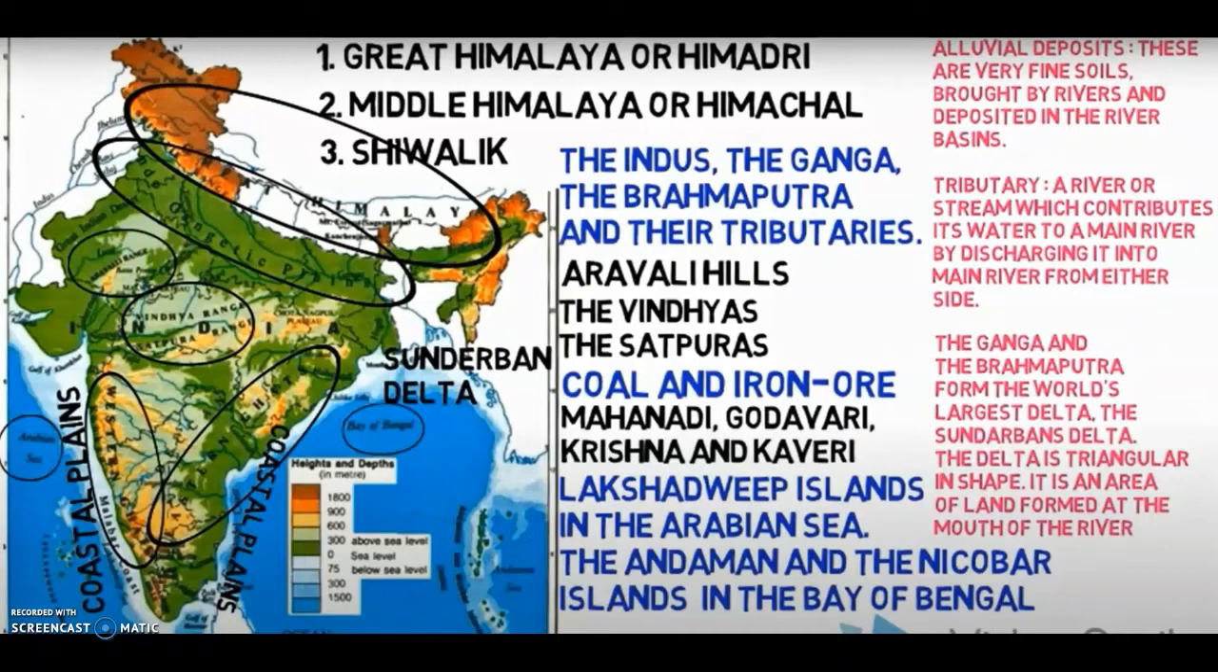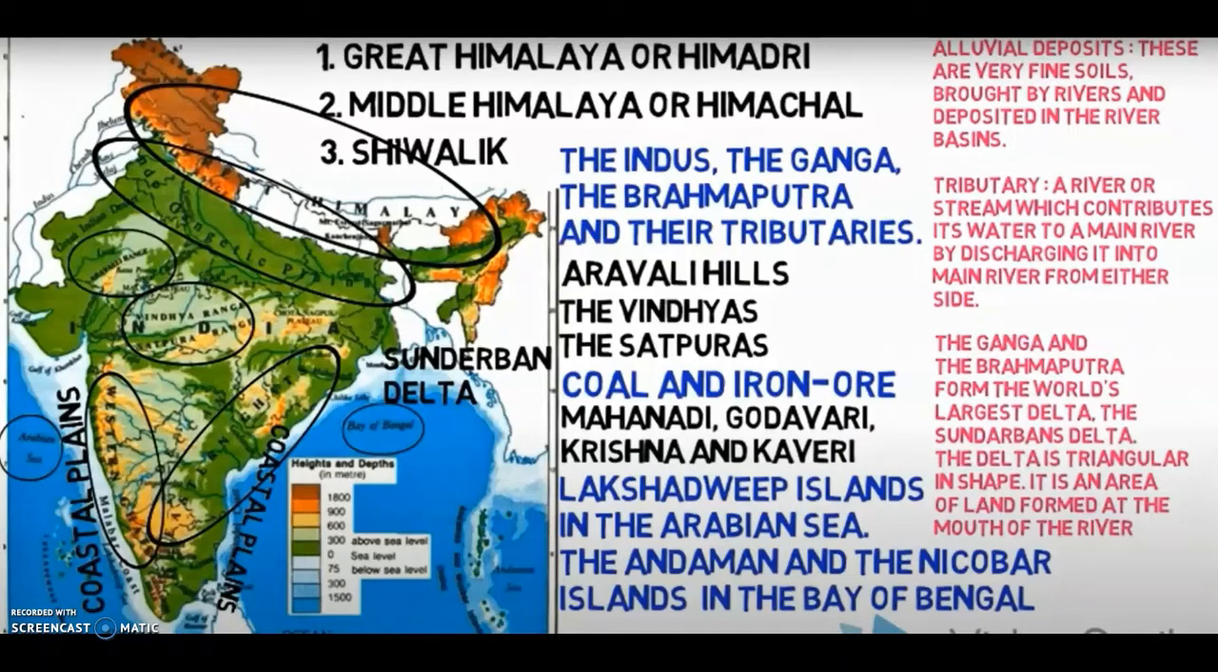Children, the Ganga and the Brahmaputra form the world's largest delta, the Sundarban Delta. The delta is triangular in shape. It is an area of land formed at the mouth of the river. So the Sundarban Delta is formed by rivers such as the Ganga and the Brahmaputra.